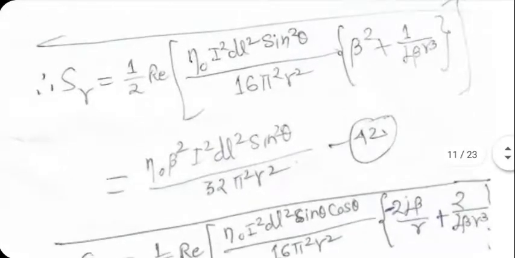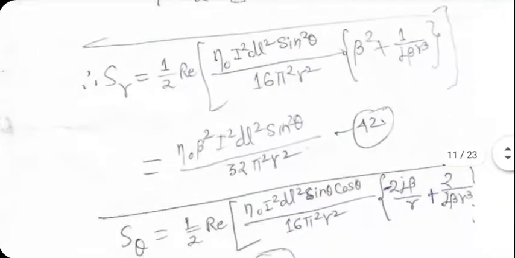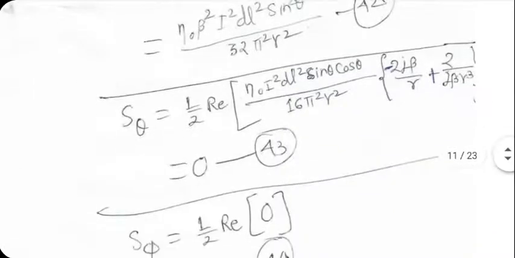In fact, there's some further simplification of S_r. Starting from this formula, eta naught beta square I square dl square sine square theta divided by 32 pi square r square. 32, by the way, has come because 4 pi was there, and then something happened in the derivation. Try to double check. 2, 2 is there on the outside, so that has made it 32 here. Please double check all these derivations. I think I'm correct, but you never know.